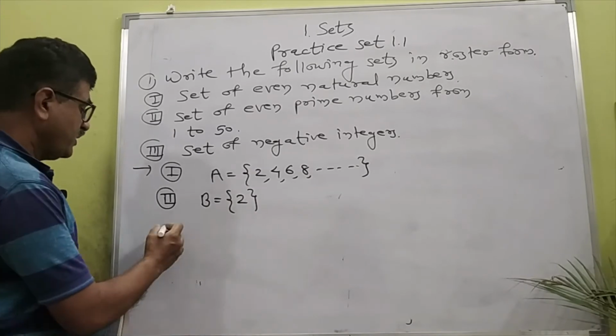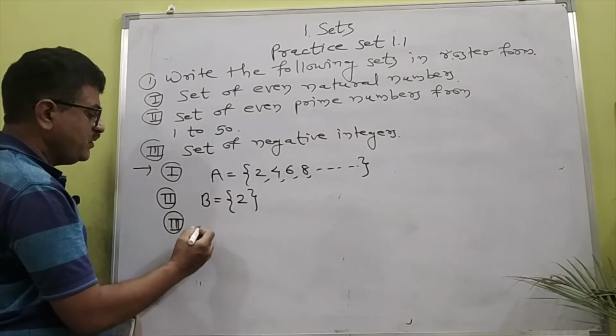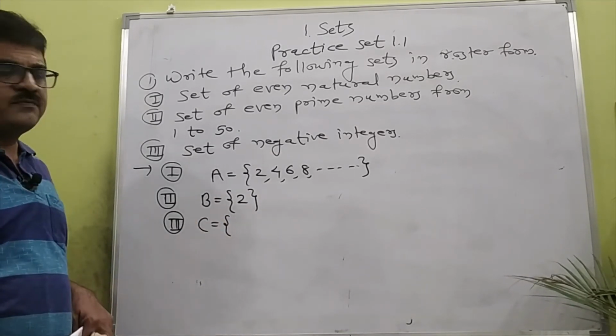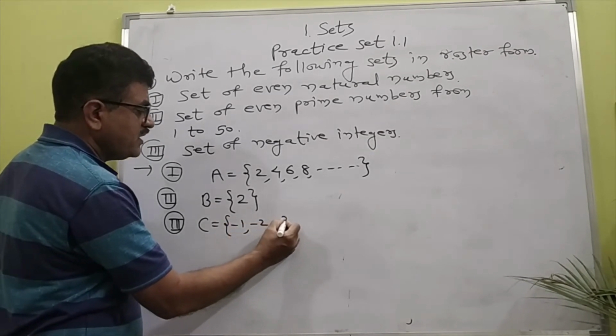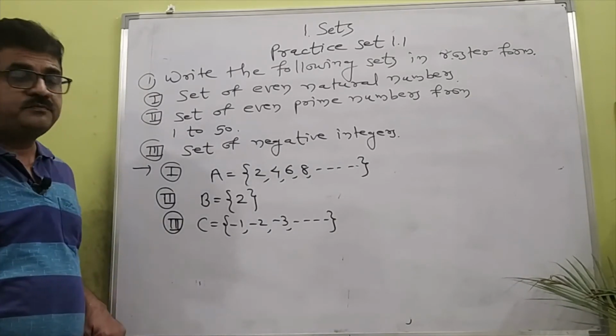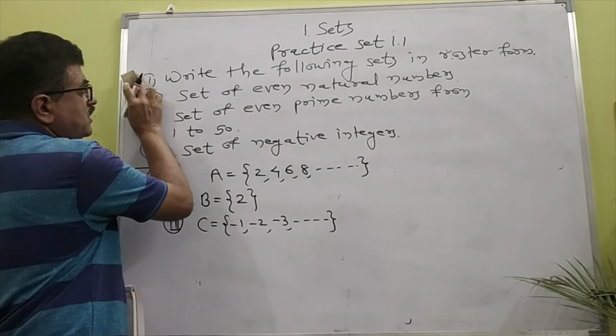Number 3, set of negative integers. Suppose C is a set of negative integers which contains elements -1, -2, -3 and so on. This is the solution of third.